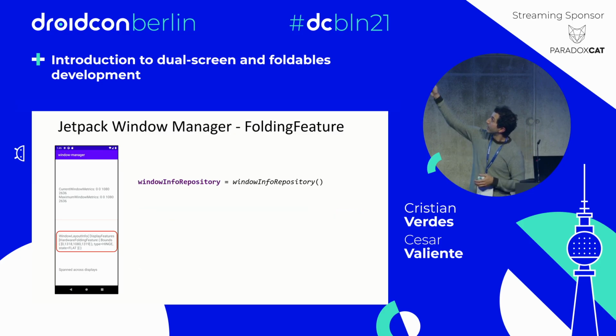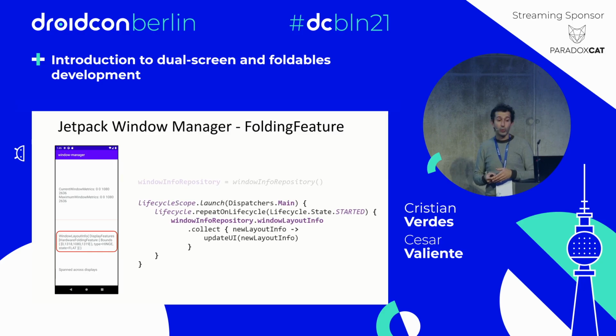The first thing that we have to do is get an instance of window info repository. Once we get that, we can use, in this case, a lifecycle scope, so that the coroutine can be canceled. And whenever the lifecycle changes in the start, we collect the information again. As you can see here with the collect, we are collecting the flow of data. And this is the layout, the folding feature information. Once we get that info, we can do things with it. In this case, in this update UI function, we were just printing this information.